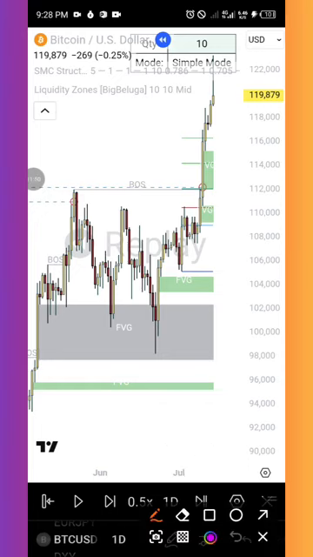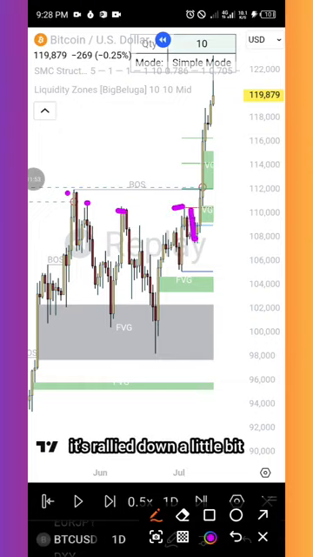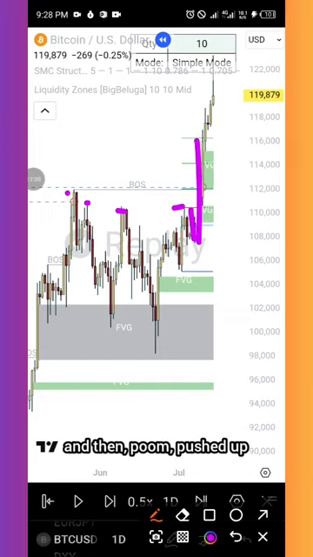After price struggled here, it rallied down a little bit, got enough power, and then boom, pushed up. So price broke the zone.